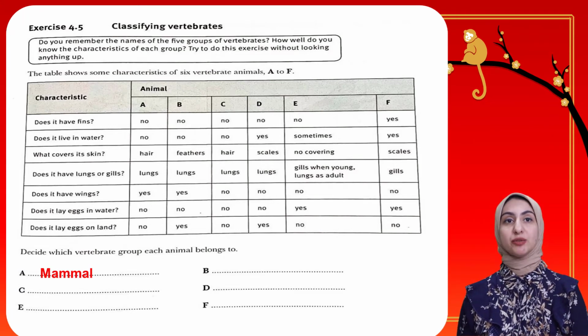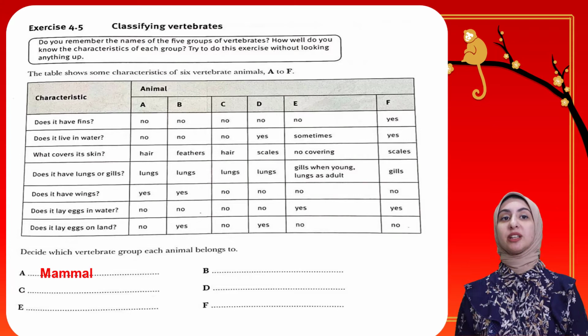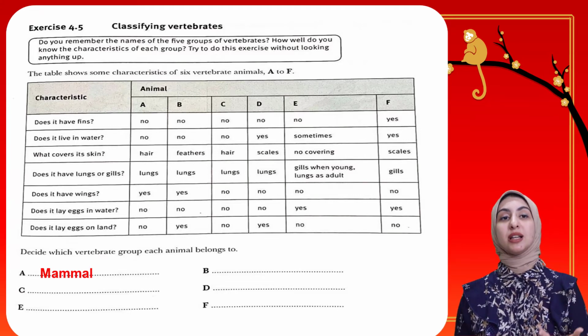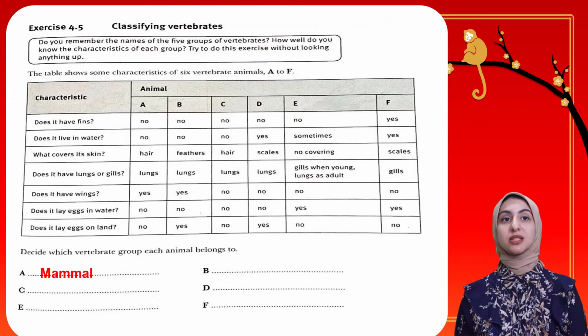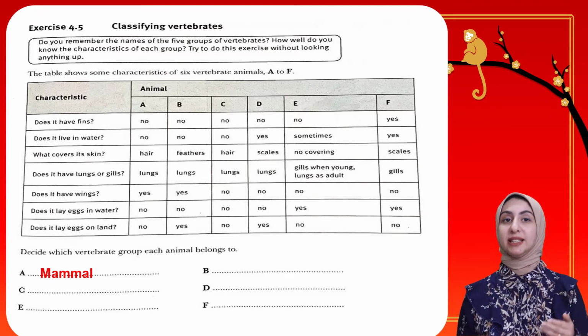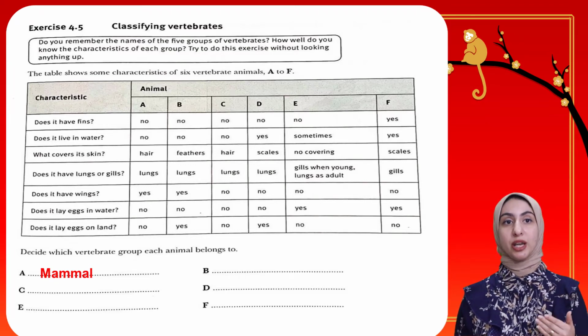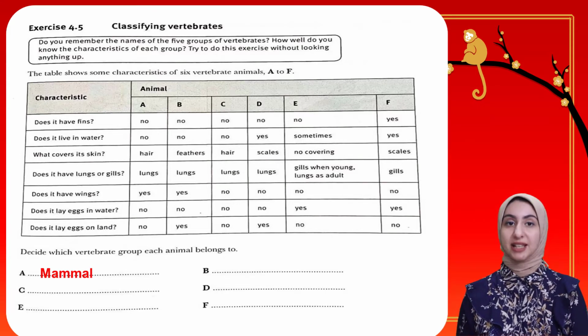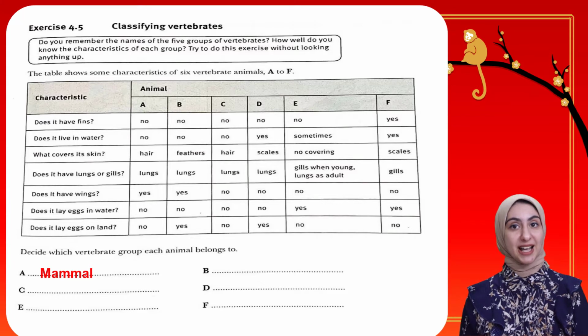For animal B, does it have fins? No. Does it live in water? No. What covers its skin? Feathers. Does it have lungs or gills? It has lungs. Does it have wings? Yes. Does it lay eggs in water? No. Does it lay eggs on land? Yes. So it is classified as bird.